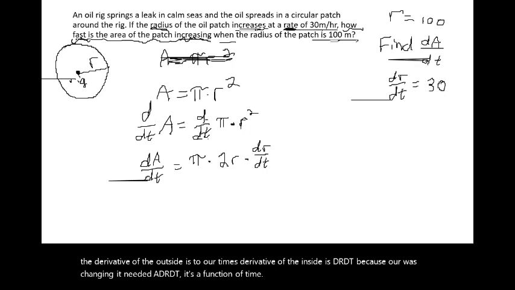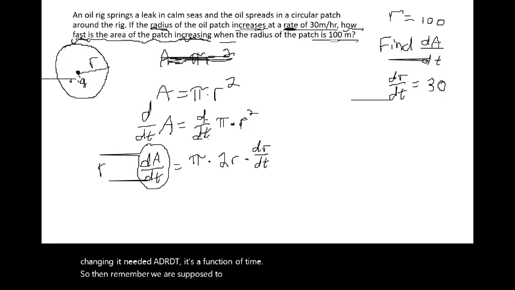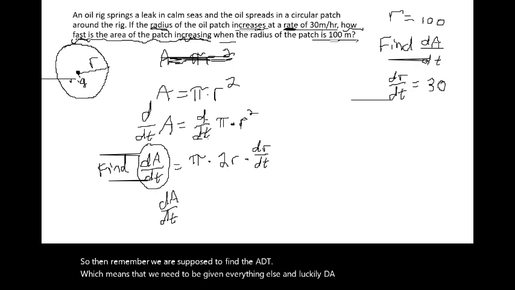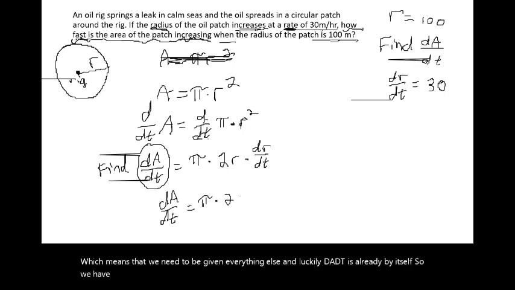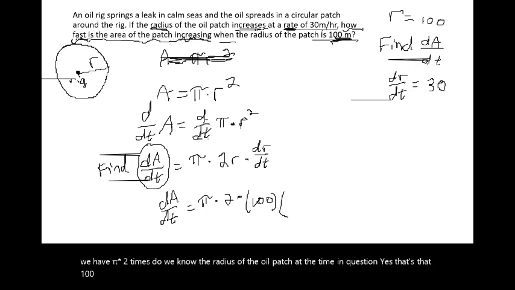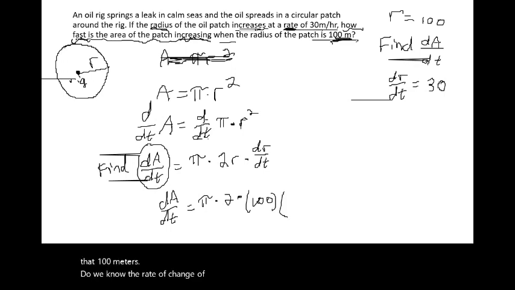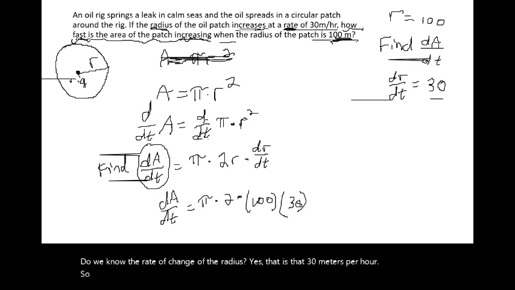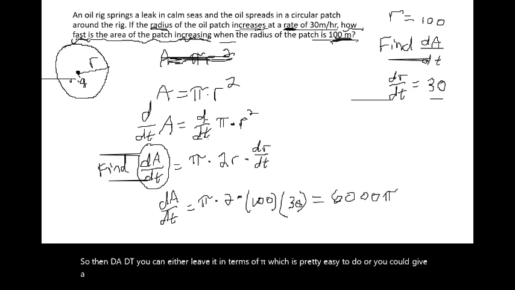So then, remember, we are supposed to find dA/dt, which means that we need to be given everything else. And luckily, dA/dt is already by itself. So we have pi times 2 times, do we know the radius of the oil patch at the time in question? Yes, that's that 100 meters. Do we know the rate of change of the radius? Yes, that is that 30 meters per hour. So then dA/dt, you can either leave it in terms of pi, which is pretty easy to do, or you can give a decimal approximation, whichever MyMathLab tells you to do.